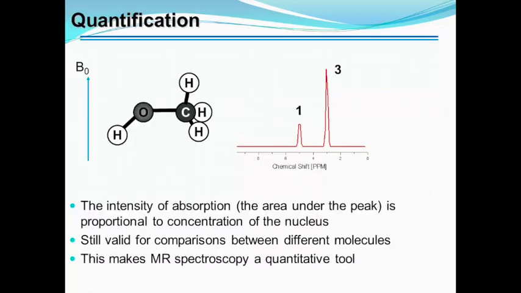Another thing I want to point out: if you just look at this molecule over here, you would probably have guessed that these 3 protons resonate over there because this peak is 3 times higher than this one. So the intensity of absorption, the area under the peak, is proportional to the concentration of the nucleus. And that is still valid for comparisons between different molecules. So if I put 50% ethanol and 50% methanol in a vial and put it in a spectrometer, I do see a 50-50 peak, right? So this makes MR spectroscopy a quantitative tool. The area of absorption gives you the concentration of your nucleus.